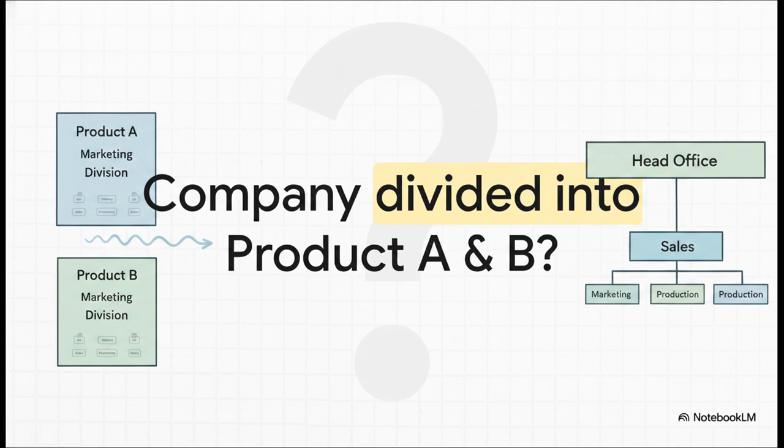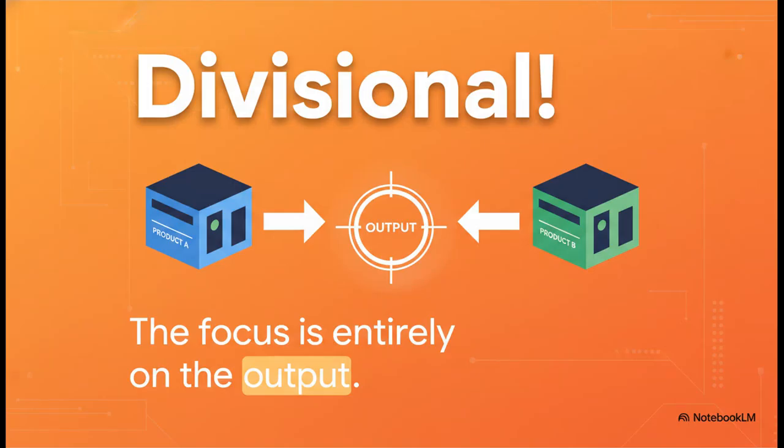Imagine you're reading this really long paragraph on the exam, and buried right in the middle, it casually mentions that the company is divided into Product A and Product B. What's the correct structure here? Yep. Absolutely, it's divisional, because the focus has shifted entirely to the output. Product A and Product B are outputs, they are not activities. The exact moment you see the business splitting itself up to focus on a specific market offering or geographical region, you can confidently lock in divisional as your answer.